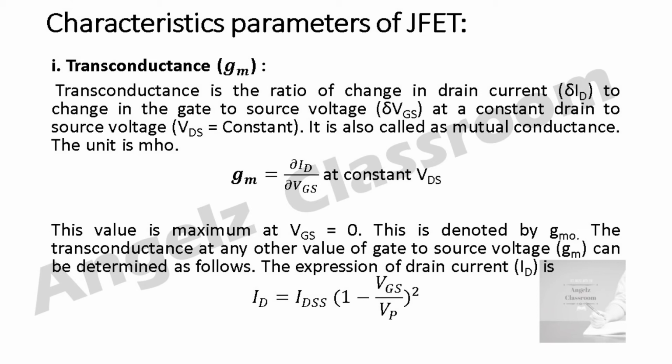Previously in transistor parameters we have mentioned it as delta. Here we have mentioned it as dou, since we are going to find the partial derivation later. So, GM is equal to delta, that can be also represented as dou ID divided by dou VGS at a constant value of VDS.